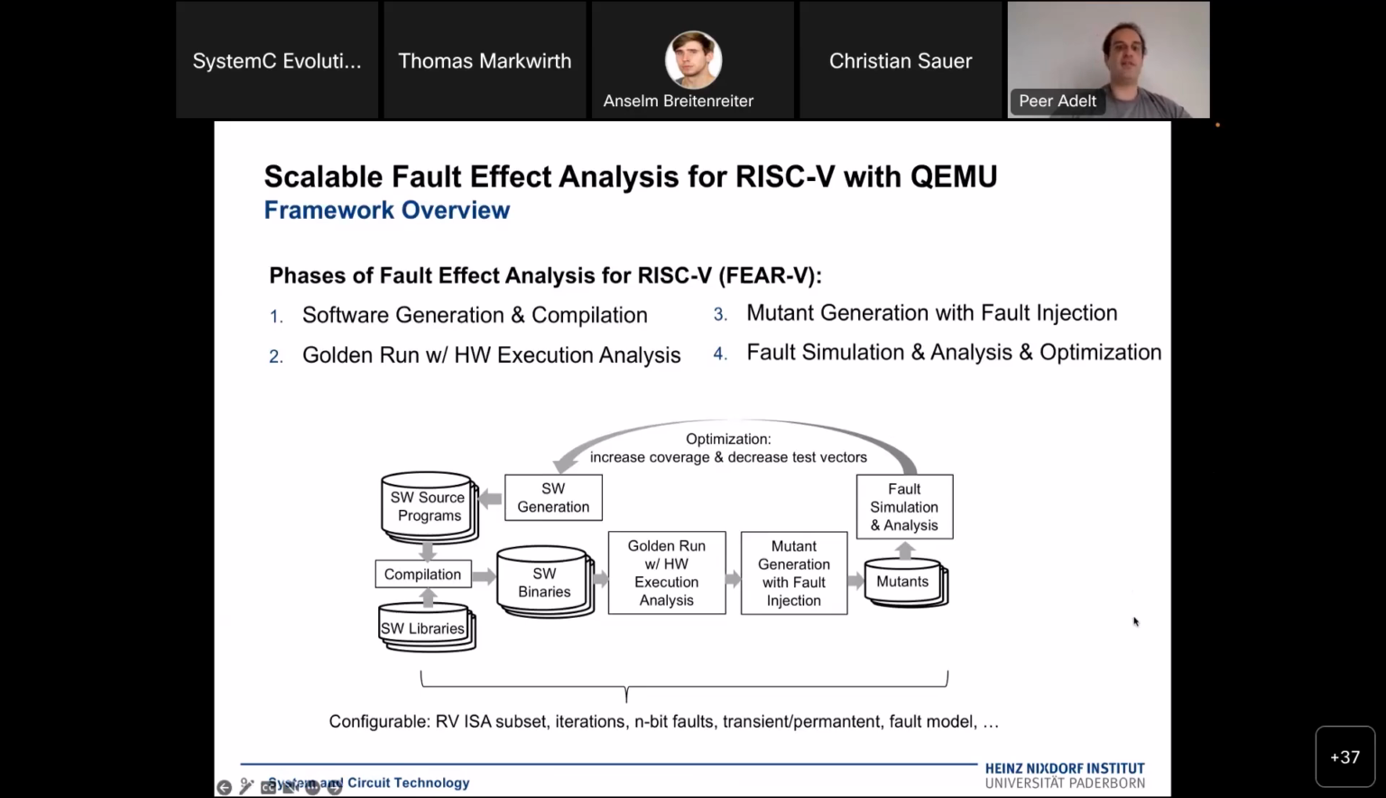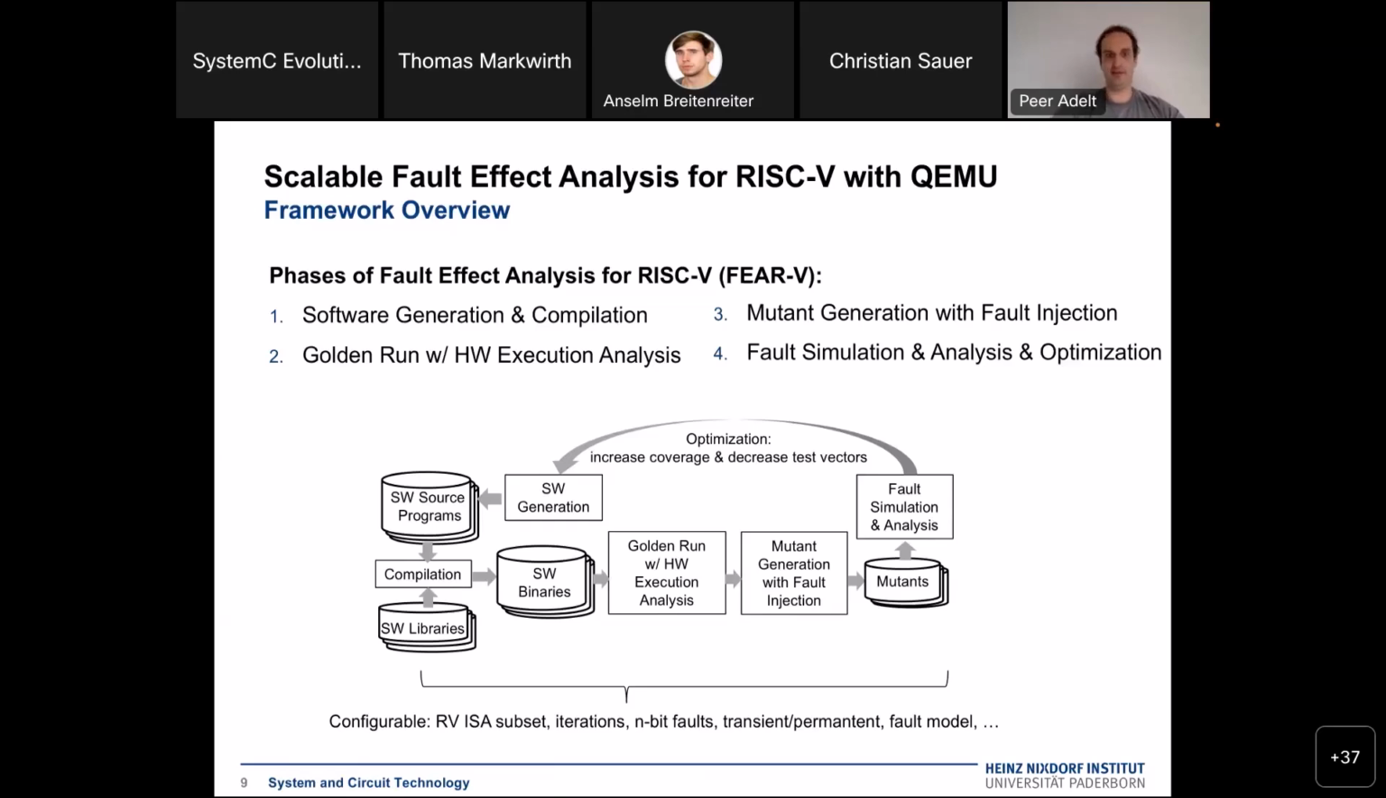Our approach is highly configurable in terms of RISC-V instruction set modules. There are different modules, for example, if you want floating point support or not. You can also configure if there should be an iterative optimization of the test software, whether you want single or multi-bit fault simulation, transient or permanent faults, and so on.